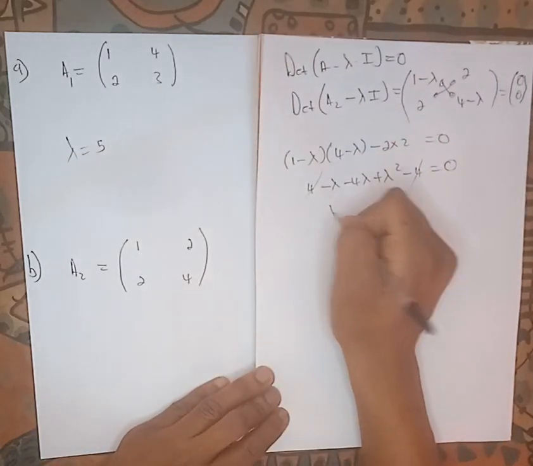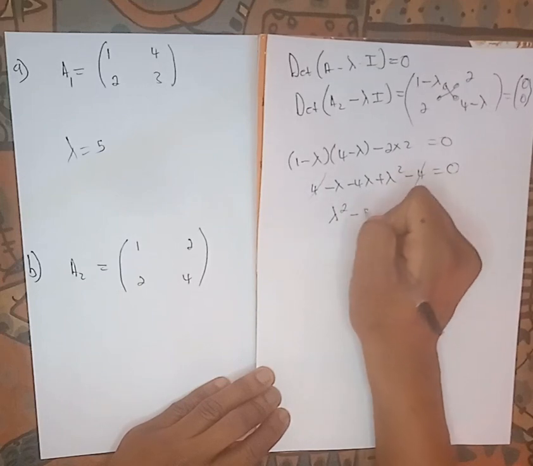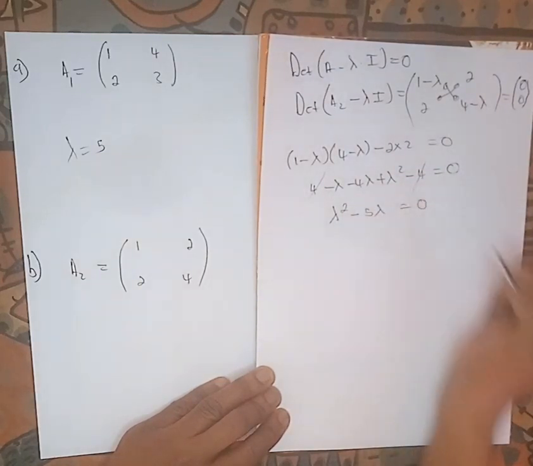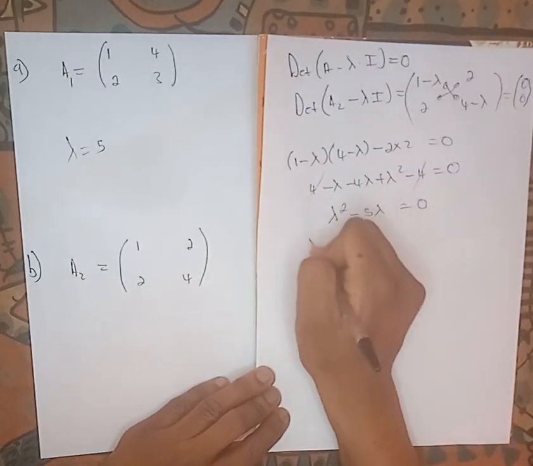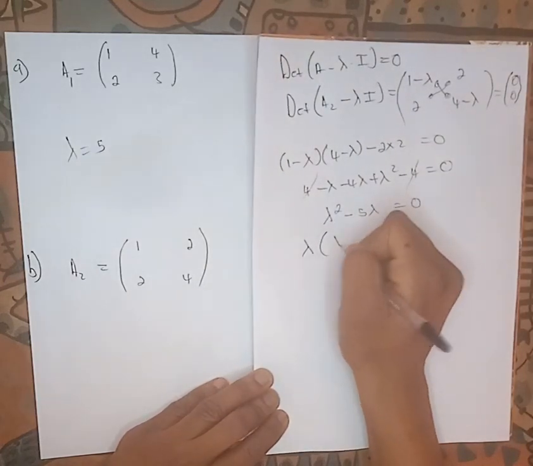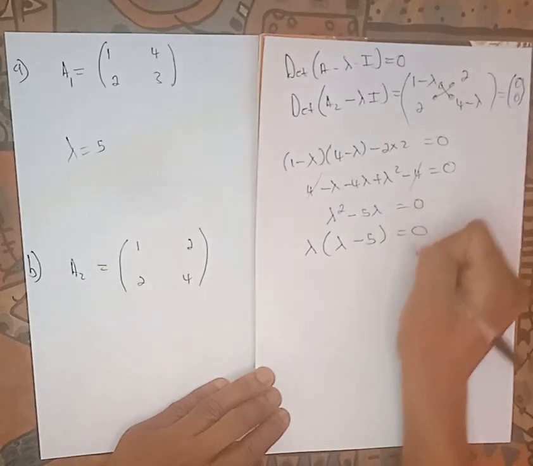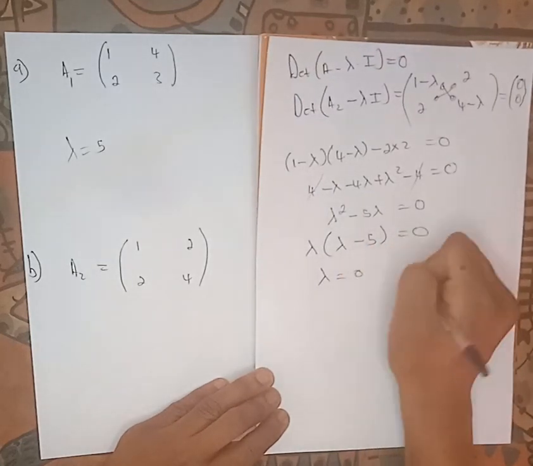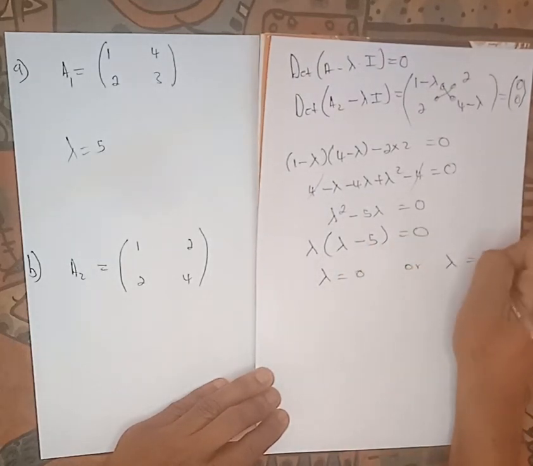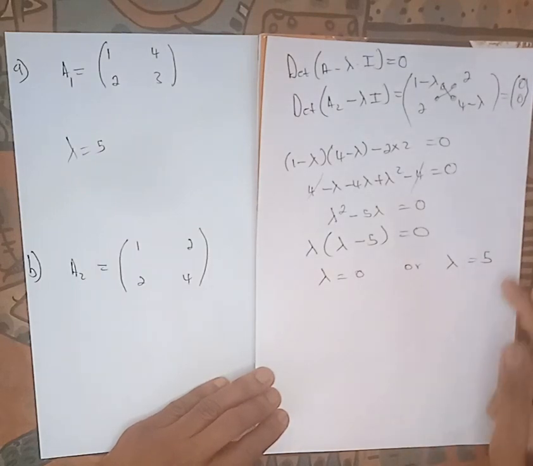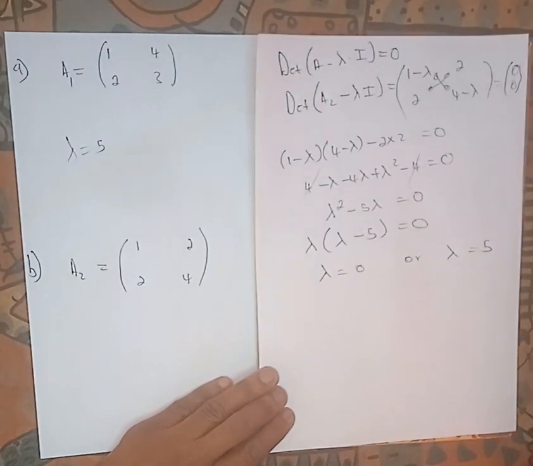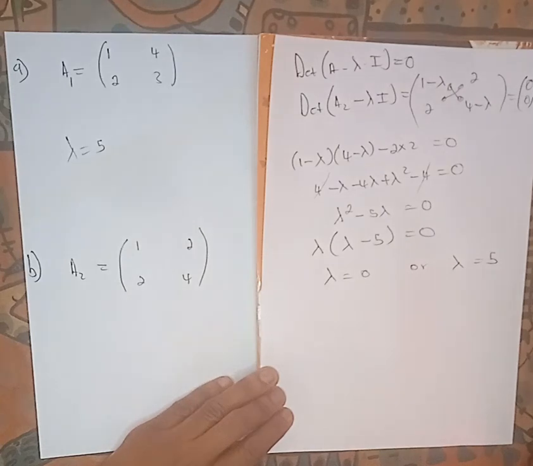So I'll remain with lambda squared minus 5 lambda, which is the same as 0. If I factor this out, I'm going to be having lambda times lambda minus 5 equals to 0. So my lambda will be 0, or my lambda is going to be 5. So these are the eigenvalues of this matrix. Right now we need to find the eigenvectors.